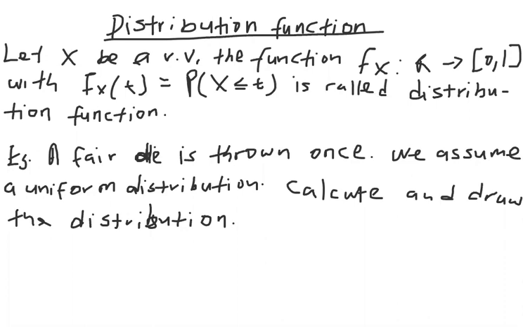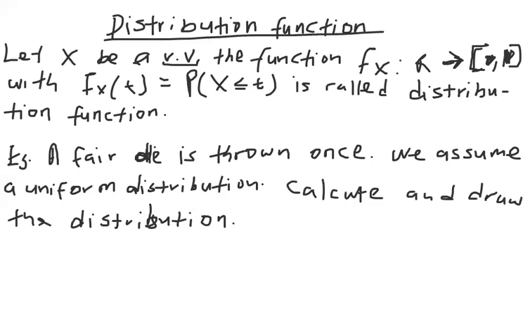Today I'm going to look at the distribution function, and so let's look at the definition. Let X be a random variable. RV here means random variable. The function F of x, which is a real number, maps to 0 and 1. So what this means is that with the distribution function, the minimum number it can take is 0, and the maximum number it can take is 1. So your distribution value is always between 0 and 1, inclusive. With F of x equals the probability that X is less than or equal to t, this is called the distribution function.